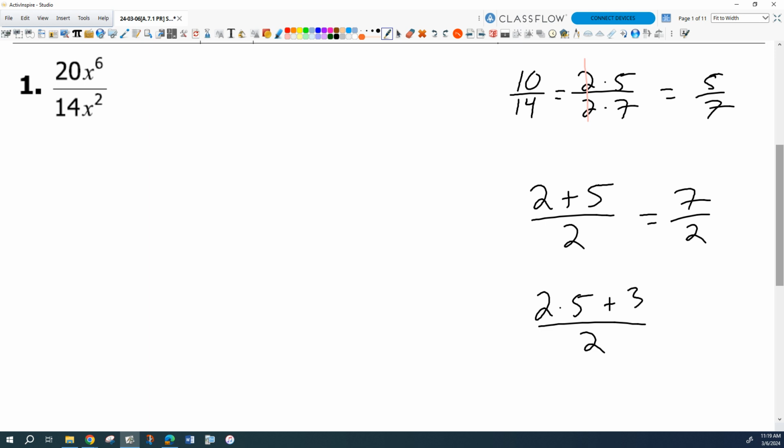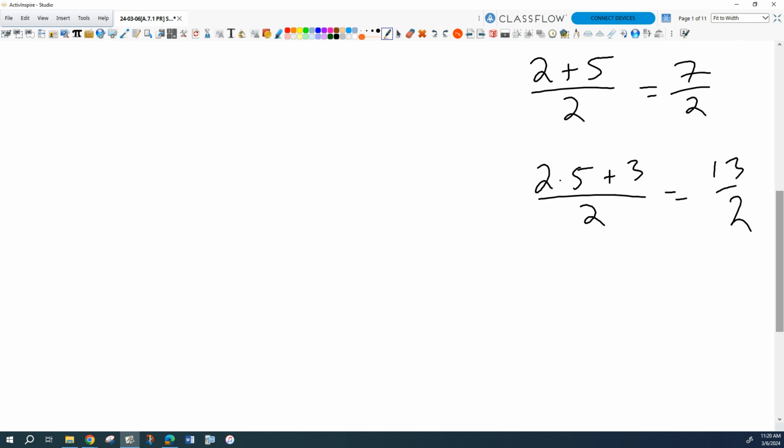It wouldn't work. If I did, what's the answer supposed to be here? 13 over 2. If I did cancel those, I would get 8, which is not right. Not correct. Agreed? Okay, so then how about one more? What if I have 2 times 5 times 3 over 2? Can I cancel those? Yes, I can. Because now the 2 is being multiplied by everything else on top. There's no addition or subtraction in there. Okay? So those can cancel.